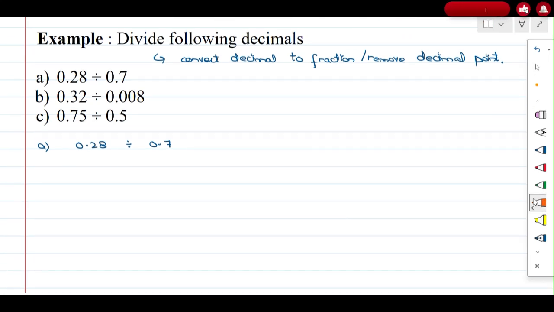Okay, now this is the first one. How do I convert this? Now, as you can see, after the decimal point, there are two digits, right? So we can say 28 over 100 because 100 has two zeros. Divide 7 over 10 because 10 has one zero, right? So as you can see, there are two digits after the decimal, so divide by 100 to convert the decimal into fraction or to remove the decimal point. And there is one digit of the decimal, so divide by 10, right?